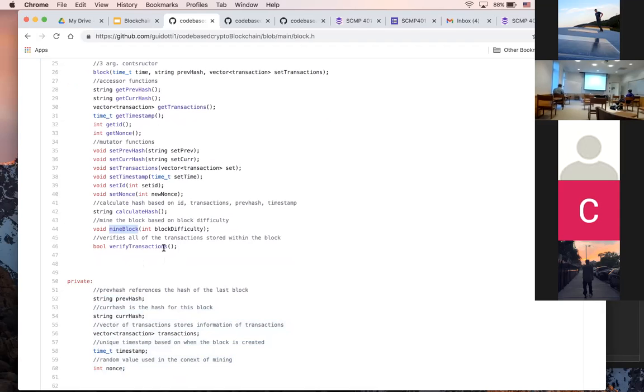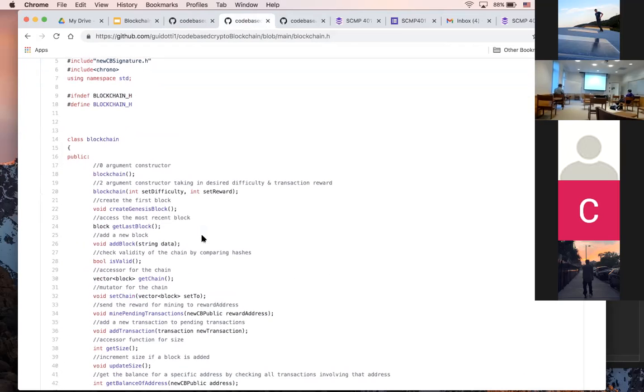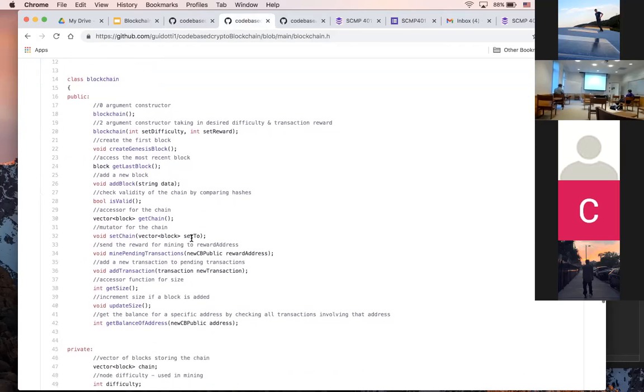And then we also have a method to verify transactions. This basically just verifies that all the digital signatures on all of the transactions stored in the block are correct. And I'll talk more about the digital signature algorithms in a bit. We have the blockchain class here.